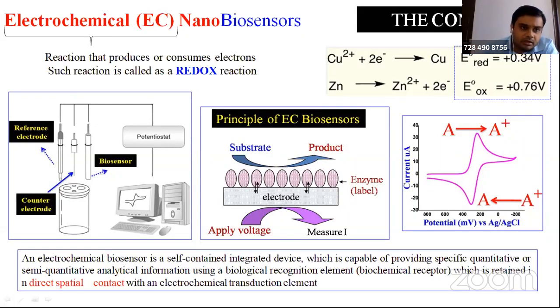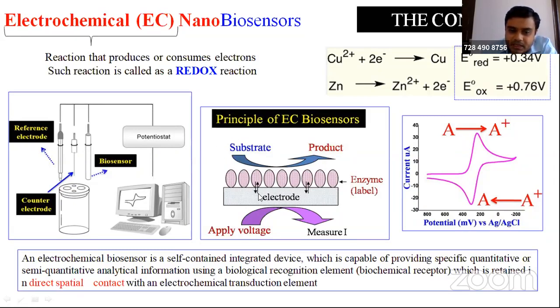Before going into the detail of this system, it's basically a redox reaction. So whenever we go for an electrochemical biosensor, we go for the analysis of the redox system. For example, copper goes to copper 0, so there is a reduction potential, and when zinc, Zn, goes to Zn2+, there is an oxidation potential. It means, in general, I am trying to explain that at this potential this reaction will be happening. And when we go for an electrochemical nanobiosensor, we use a 3 electrode system. One is a reference electrode, one is a working electrode, which is called the biosensor, and one is a counter electrode. And this is the basic principle.